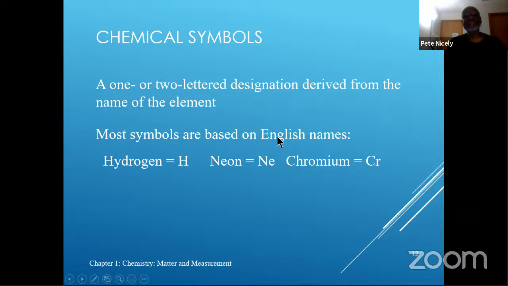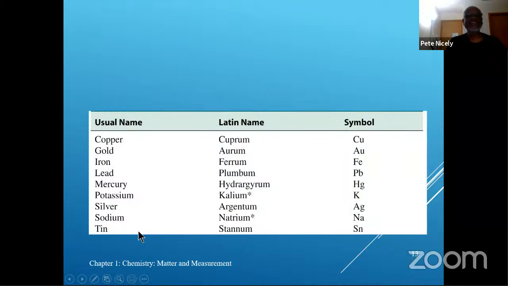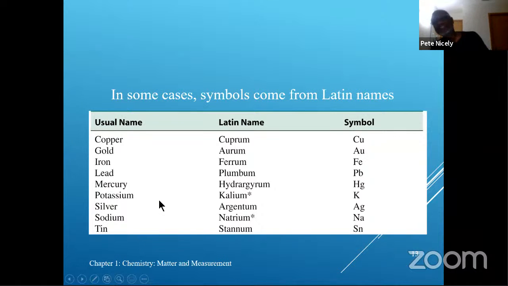Now, most symbols are based on English names, right? In other words, you can look at the name or the symbol and see the relationship between the symbol and the name. We can see that in each of these 3 examples. In other instances, the relationship between the symbol and the name is not that obvious.